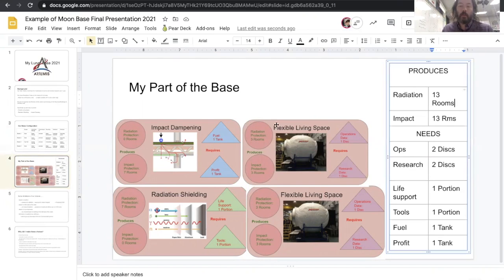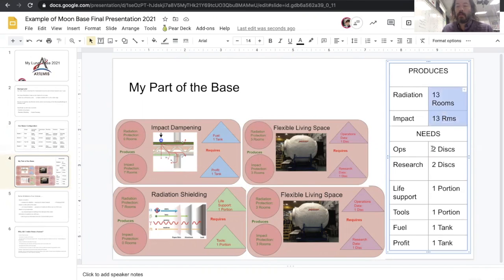But then you need to go in and make sure you're totaling up all the stuff that you were supposed to total up in the discussion board. This is what I'm making. This is what I need, just from a general standpoint. And you're just going to talk about what each of these pieces do for your base and what they need.